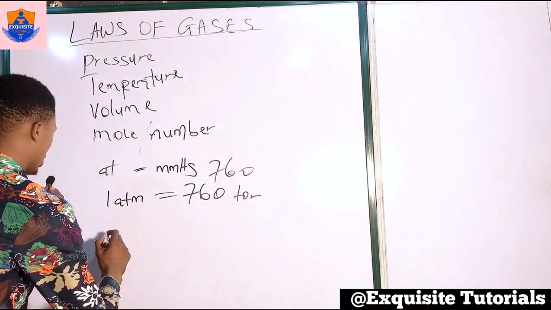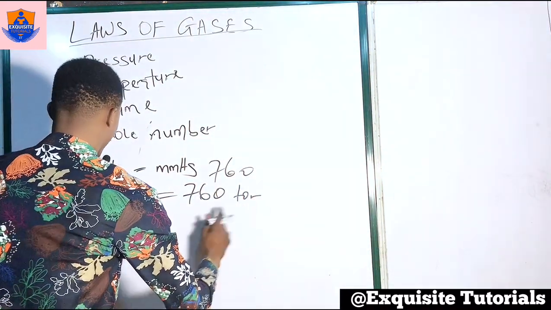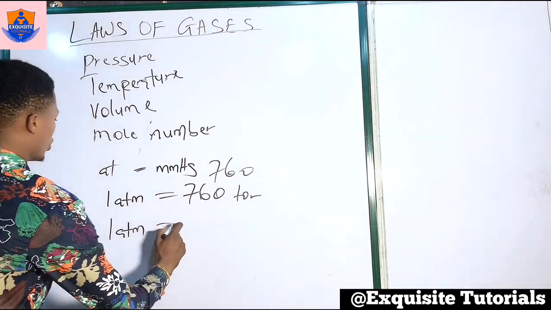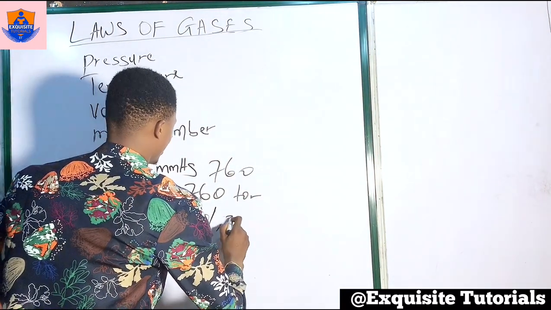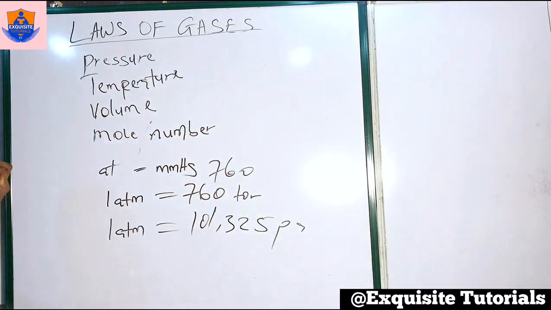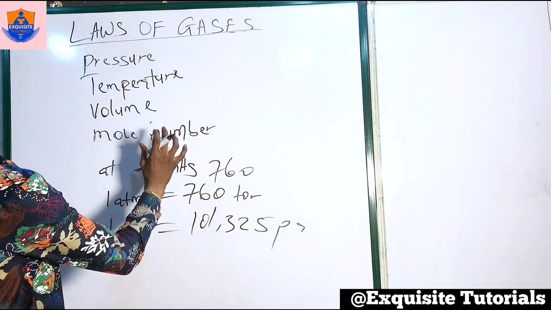Now, one other thing you need to understand about pressure is your Pascal. 1 ATM is equal to 101,325 Pascal. Pascal is written as Pa. Now, that is that for pressure.